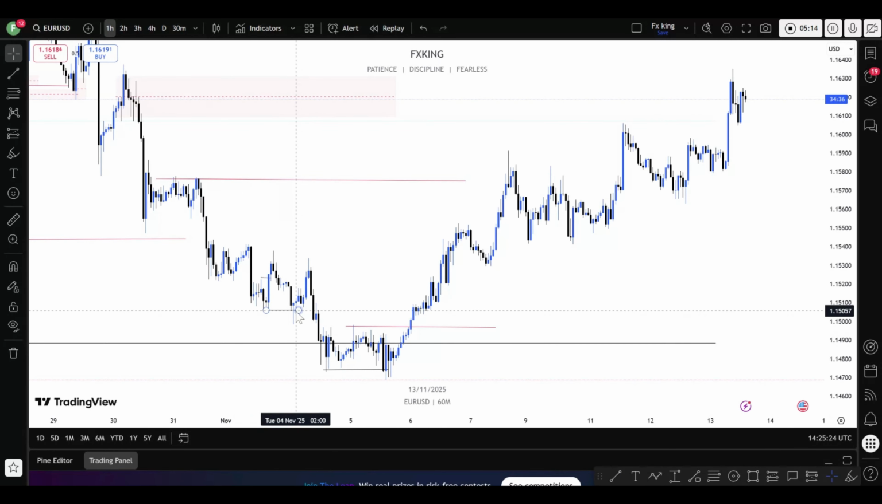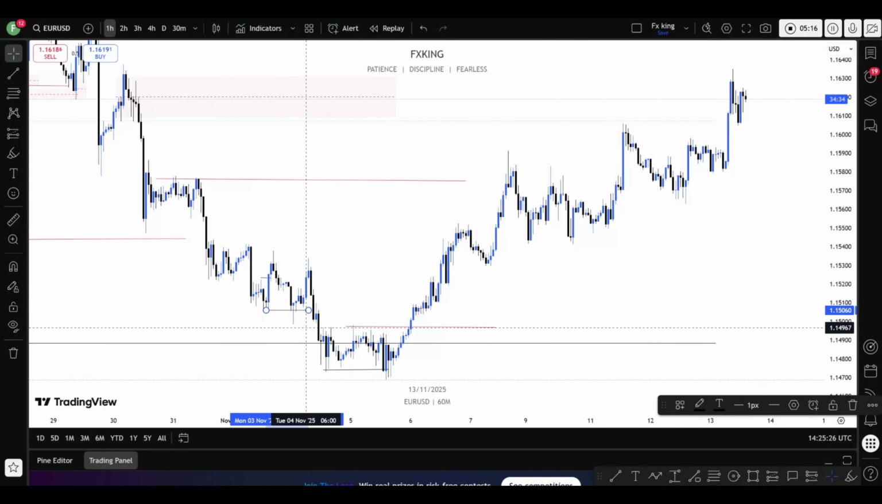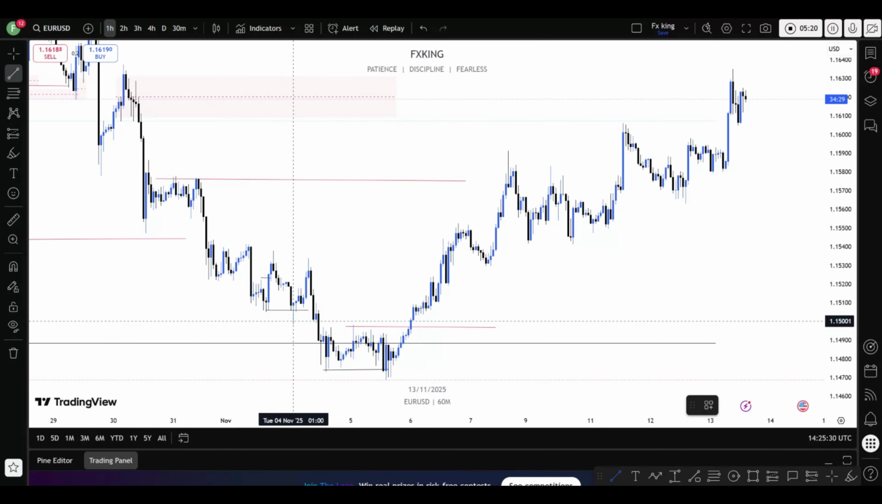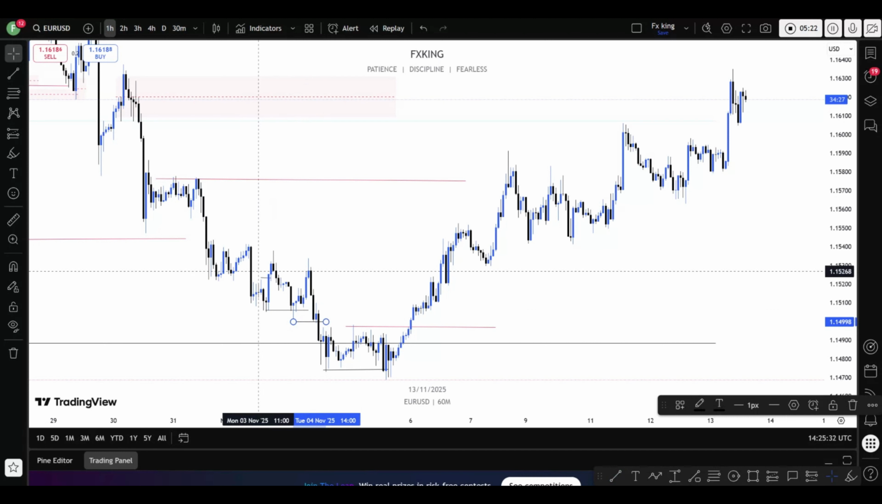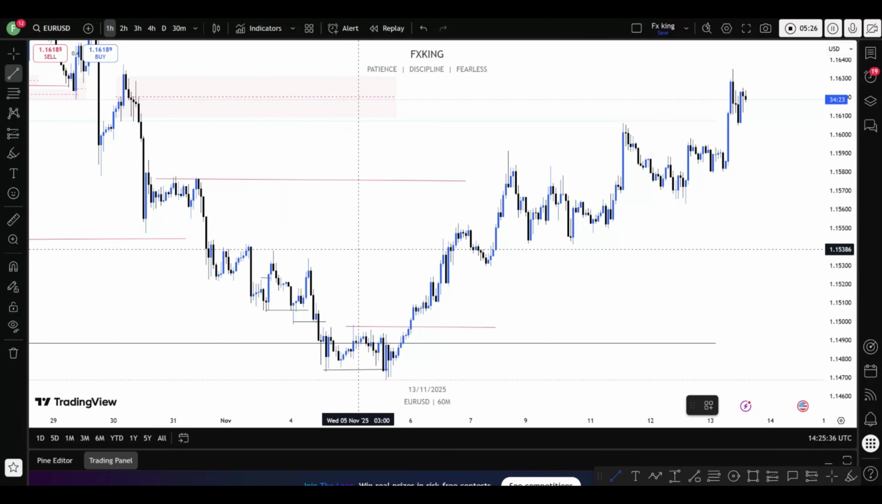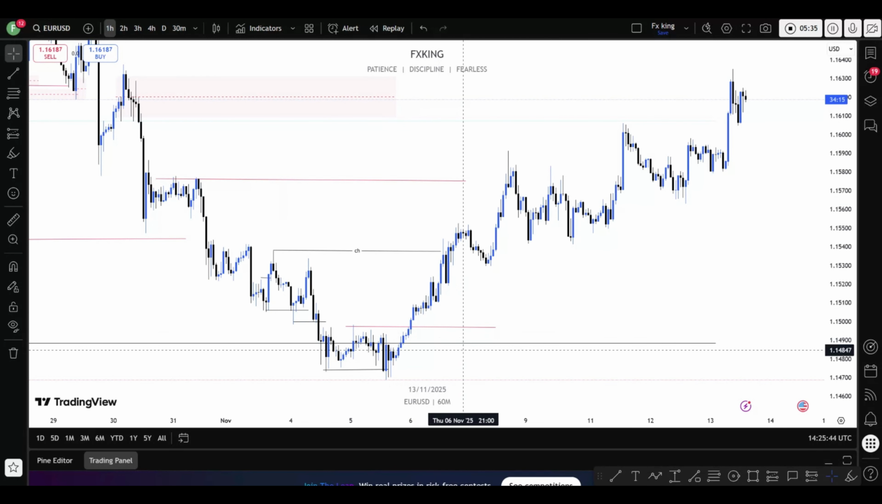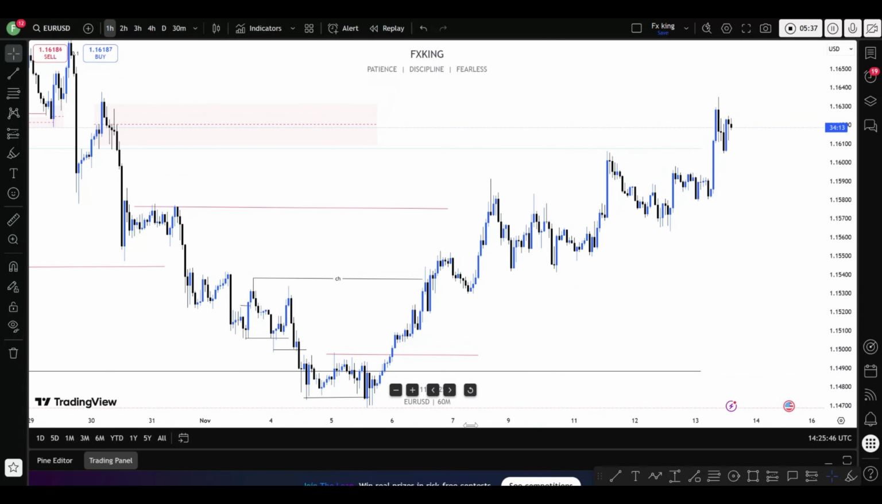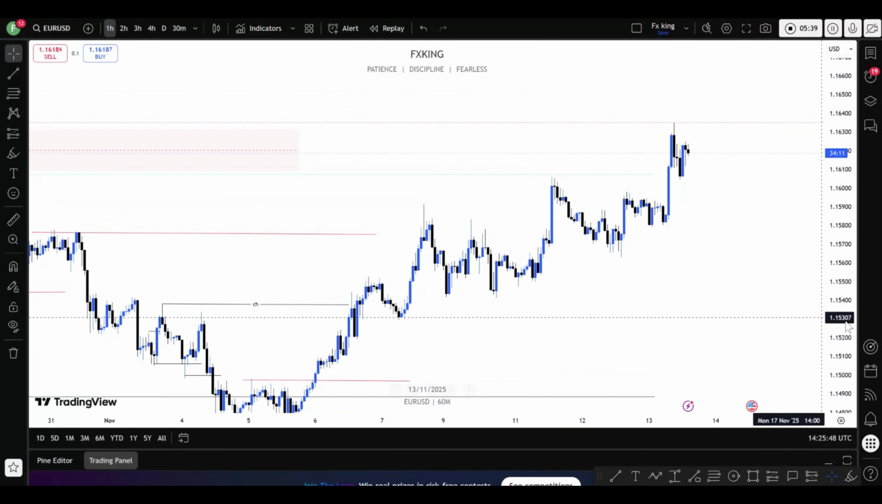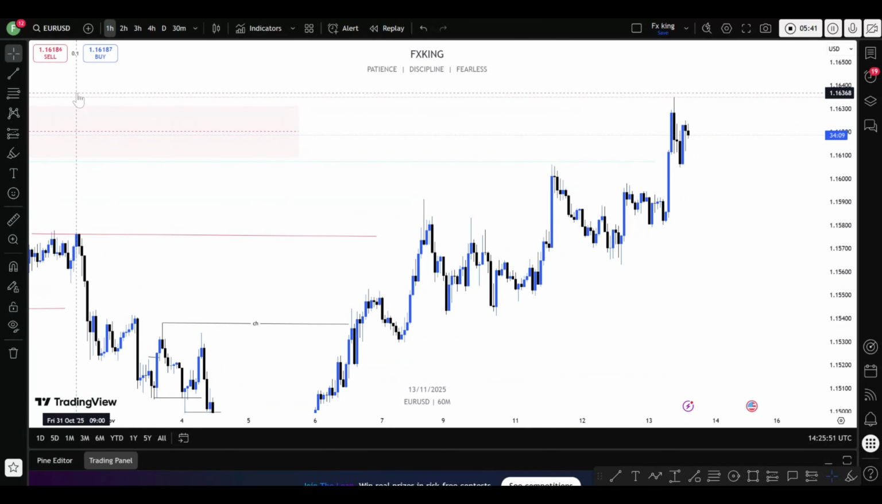So this break of structure was confirmed when this market closed below here. So we have something of this sort. This has taken out an inducement and has broken below it to give us a break of structure here. So once this market takes out this high, that is where we can consider our change of character, right? So after this change of character, pretty much this market has been bullish.